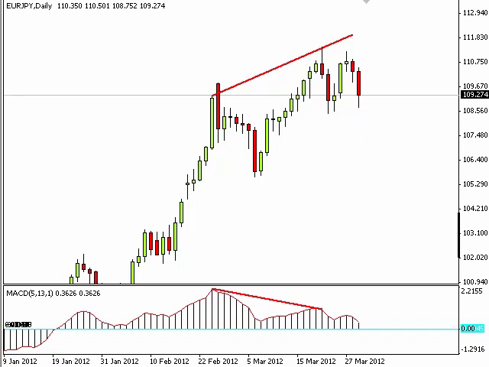All indicators are lagging by definition. However, MACD, purely from a divergence point of view, does seem to give a heads up to the possible change or stalling in price.